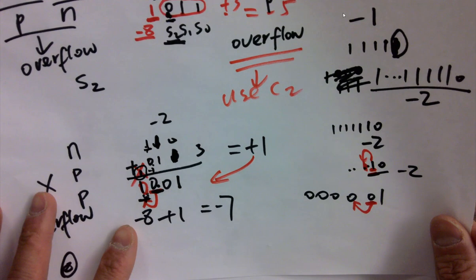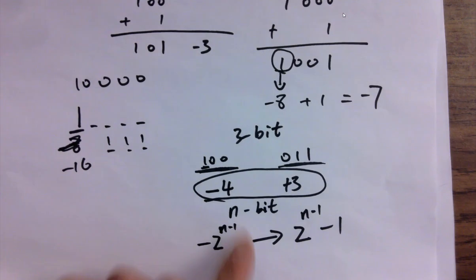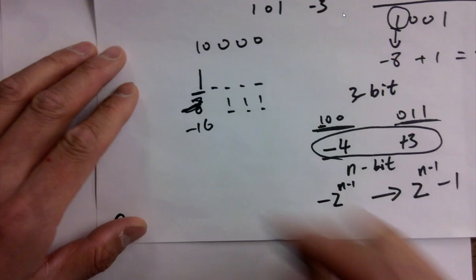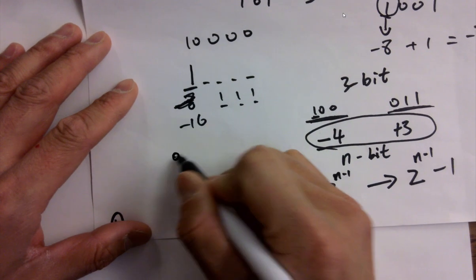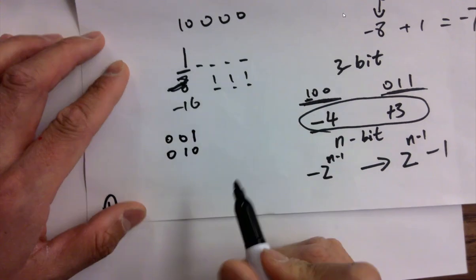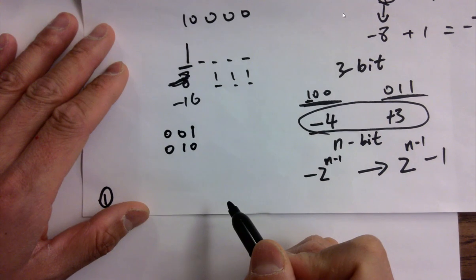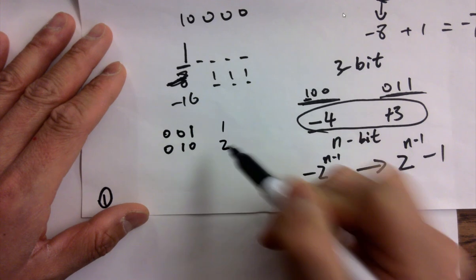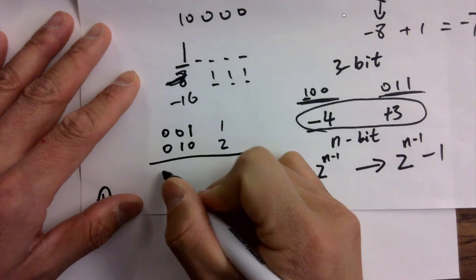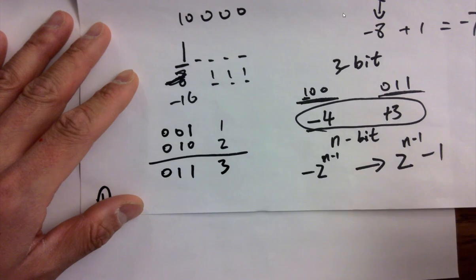Okay, and remember the range. The range is -4 to +3, right? So for example, if we do another one, 0, 0, 1, 0, 1, 0. This is 1, this is 2. 0, 1, 1, right? 3.